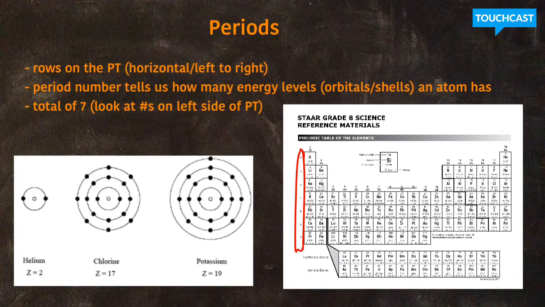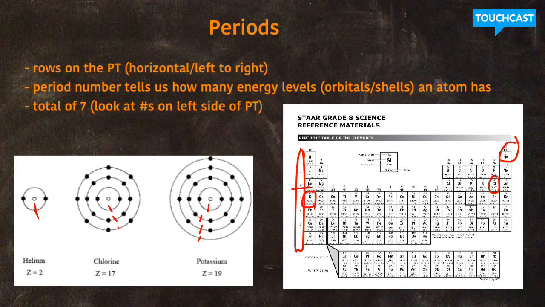So for example, helium is in period 1. If you look at the atom for helium on the left, you see it's got 1 shell. Chlorine is in period 3. If you look at the atom for chlorine, it's got 1, 2, 3 shells. Potassium is in period 4. As you can see, the atom for potassium has 1, 2, 3, 4 shells.